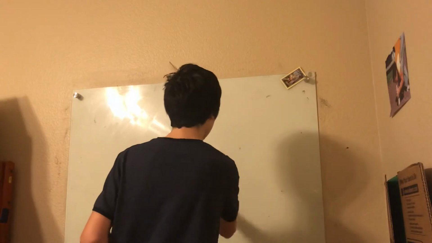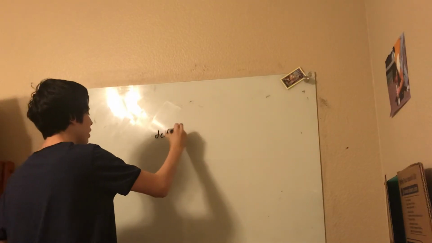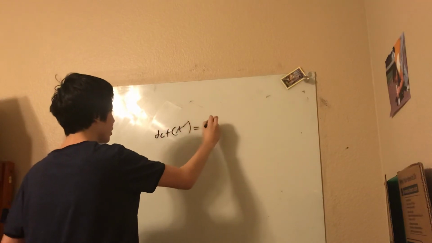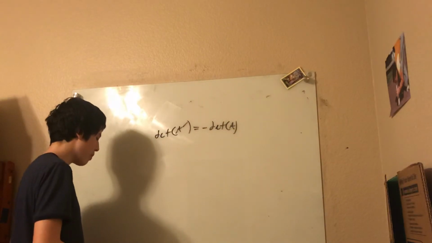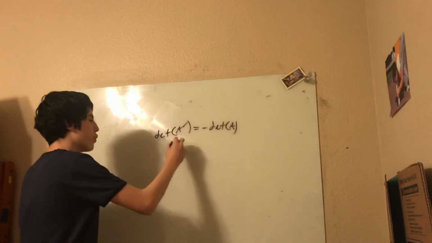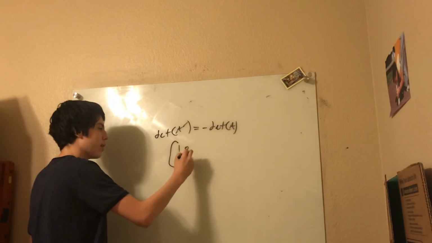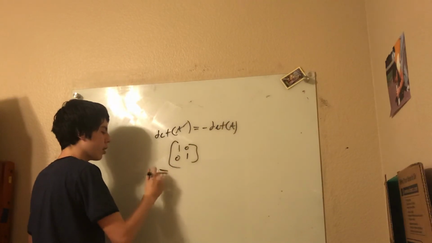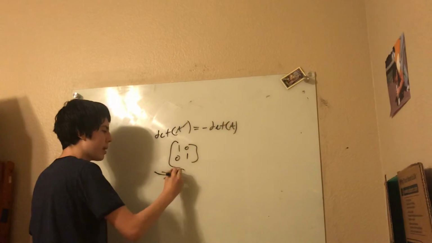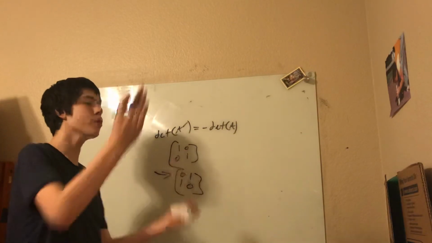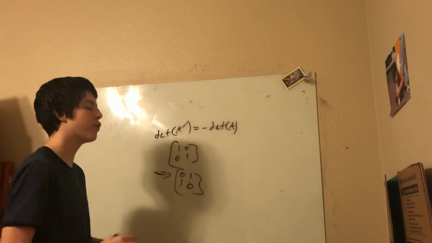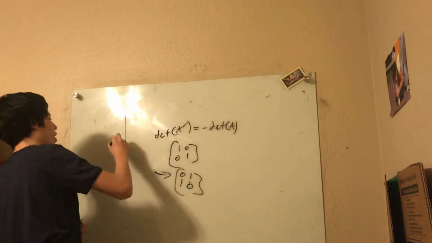So the final property, I guess, I kind of never really explained well, was the determinant of A prime, which is equal to negative determinant of A. The reasoning for this is the change of basis, right? So we notice if we switch this and this, and transform it to 0, 1, 1, 0, we're kind of rotating the basis, right? And how we kind of define rotation on a grid, right?